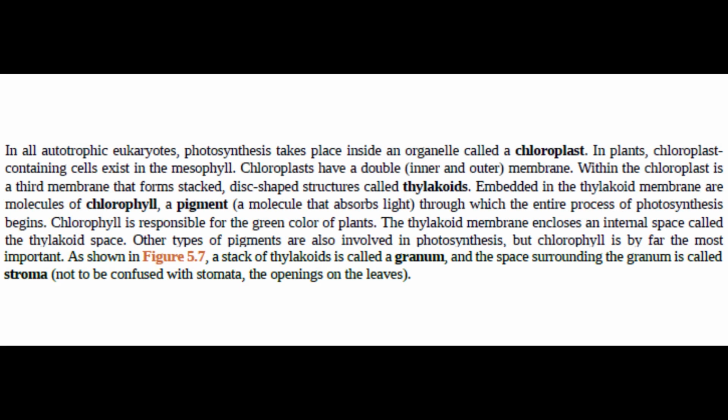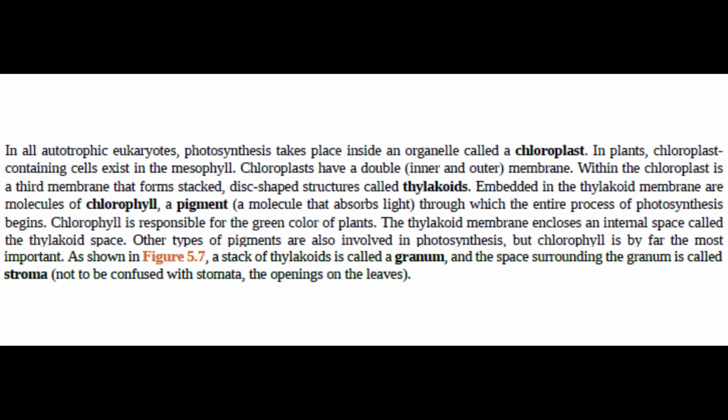In all autotrophic eukaryotes, photosynthesis takes place inside an organelle called a chloroplast. In plants, chloroplast-containing cells exist in the mesophyll. Chloroplasts have a double inner and outer membrane. Within the chloroplast is a third membrane that forms stacked, disc-shaped structures called thylakoids.